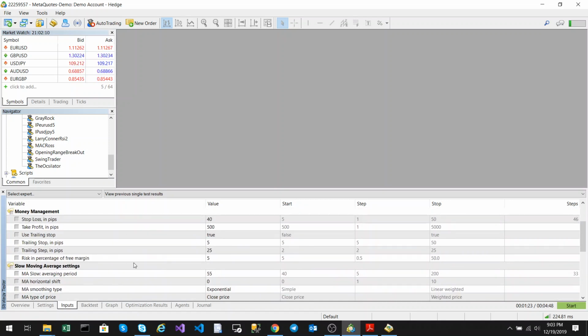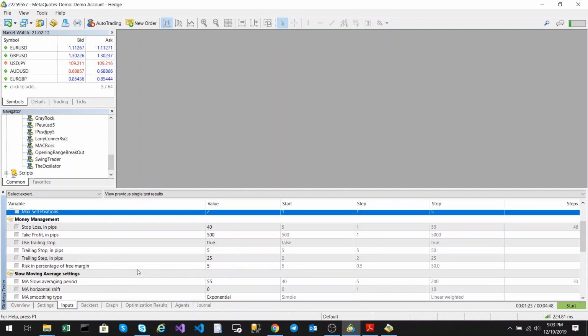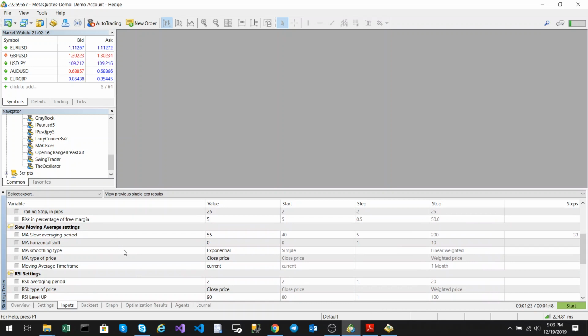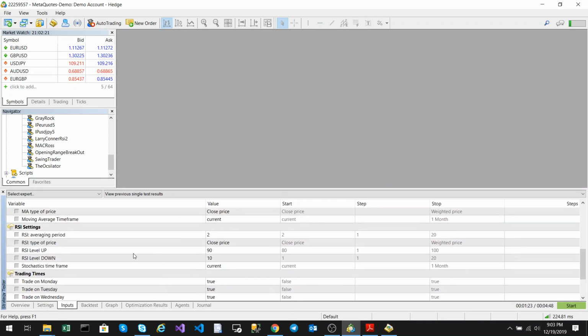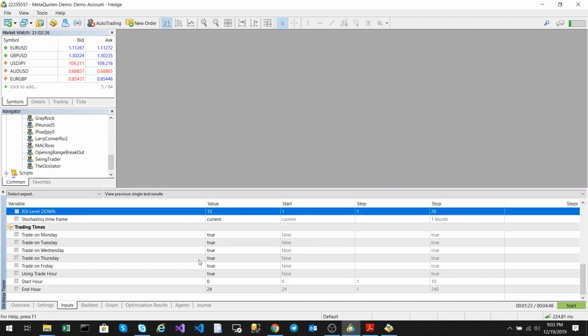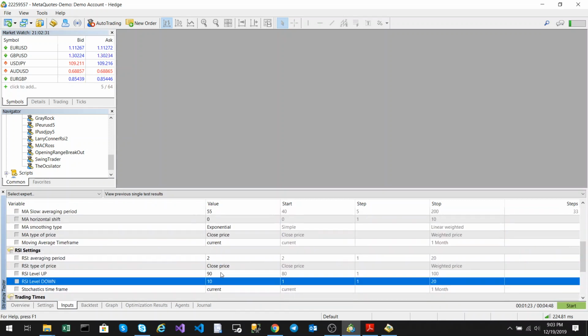We have the standard management input parameters, as well as the maximum buy, maximum sell positions. And then you've got your slow moving average settings, which we have set to the 55-day moving average with the exponential smoothing type. And the RSI settings is set to RSI2. And then also you could set which days and your trading times you'd like to trade.